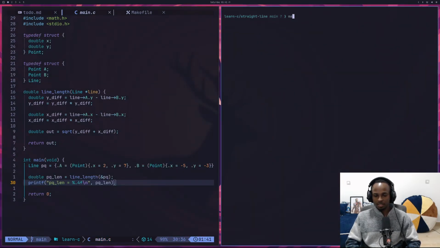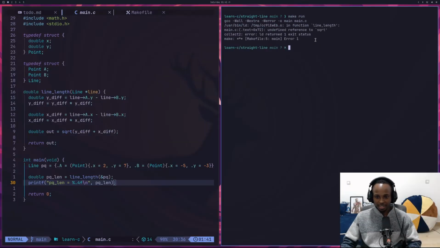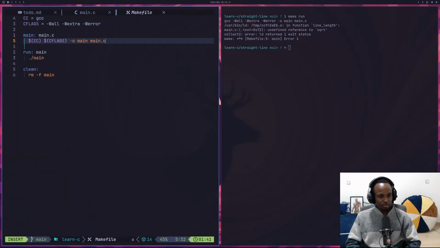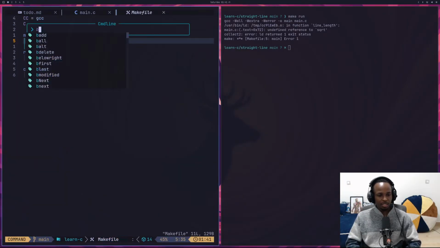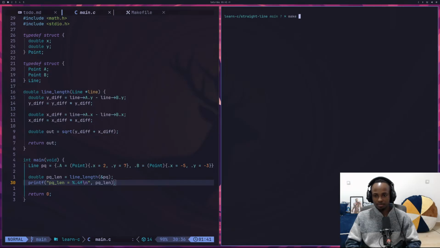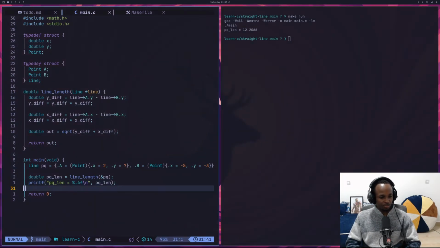Okay, so let's run this. So it should fail because we haven't included the -lm at the end. So let's try make run. Yeah, so we have an undefined reference to sqrt. So going back to the makefile, let's have the -lm, then try to recompile. And there we go. So our line has a length of 12.2066 units. Okay, so far so good.